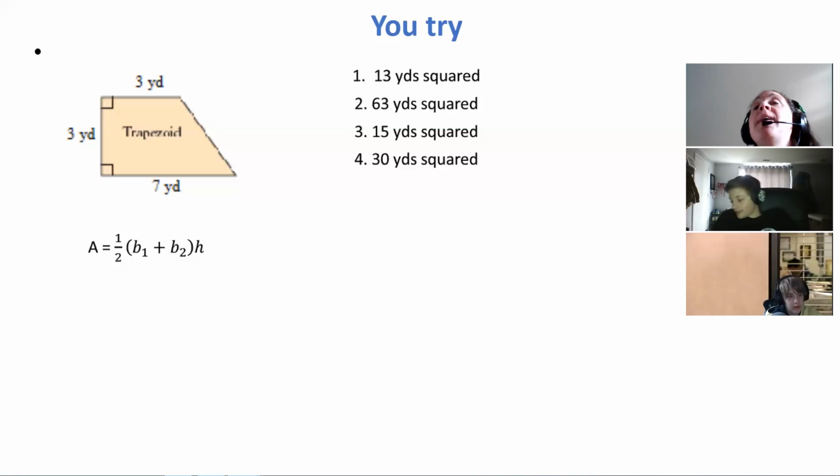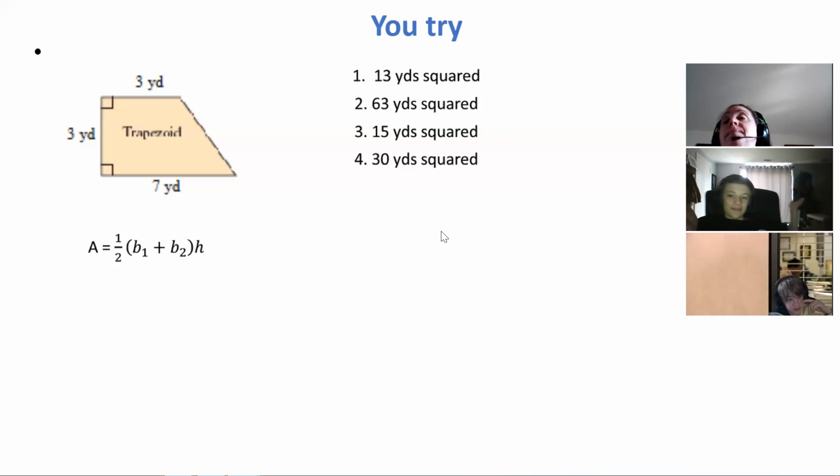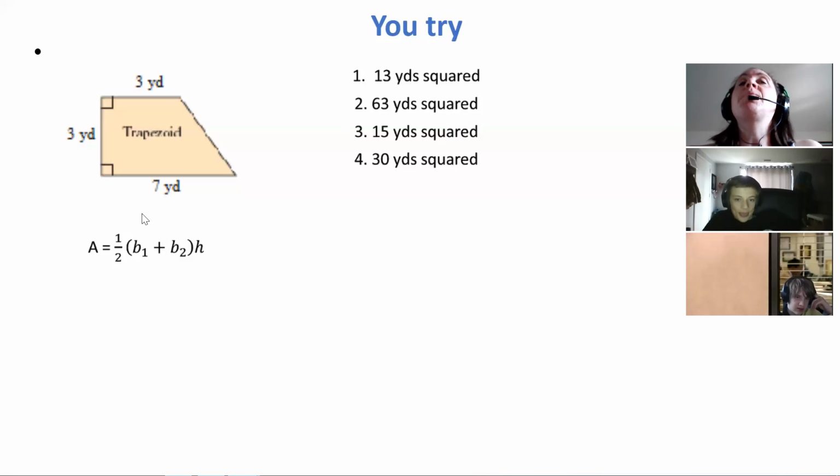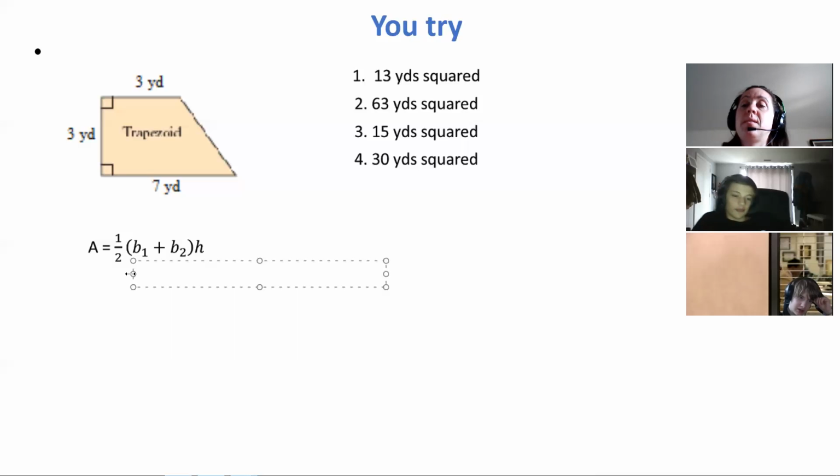Okay, so guys, back to my original question there. How do we know which one is base 1 and which one is base 2? What do you think we could do to identify that easily? It's the height and the base. Yep, that's what they mean. Would the height and the base then be the 7 yards and 3 yards? It sure would. How do you know that the 7 yards and the 3 yards are our two bases? Because 7 yards is on the bottom and 3 is going up.